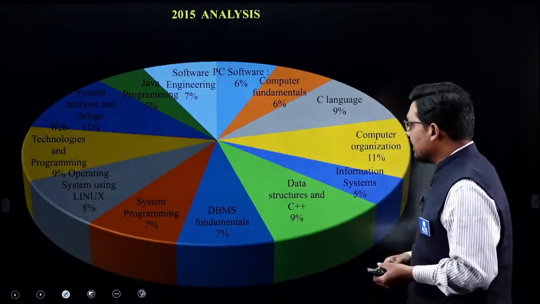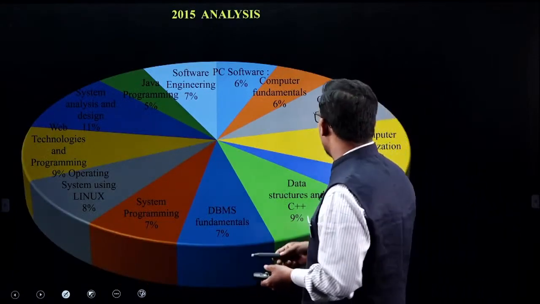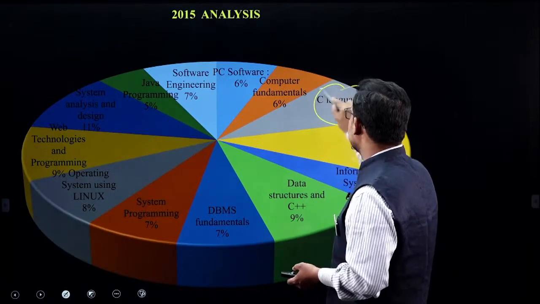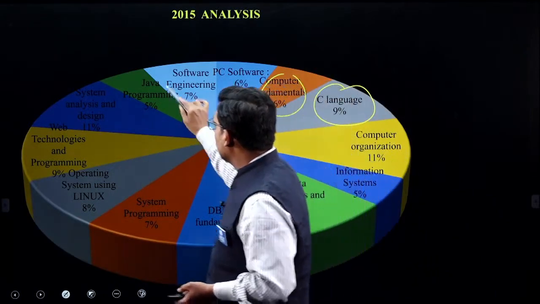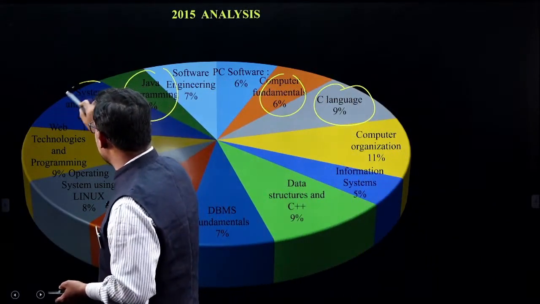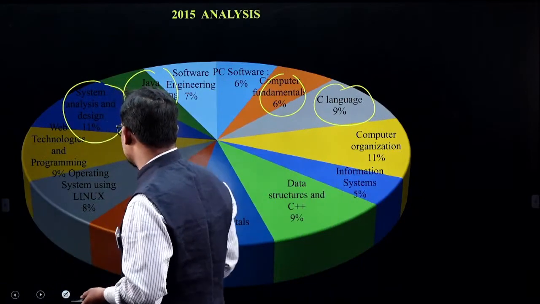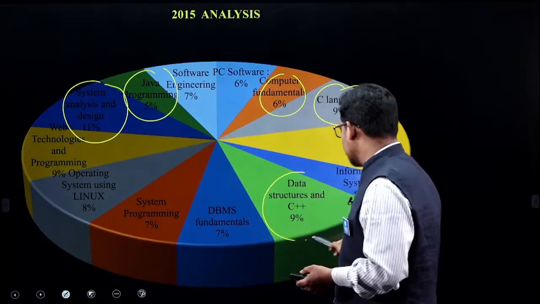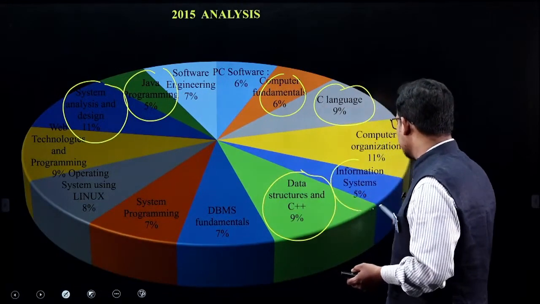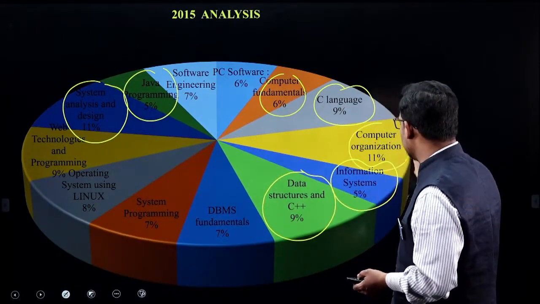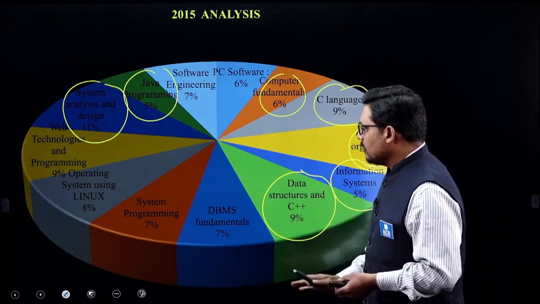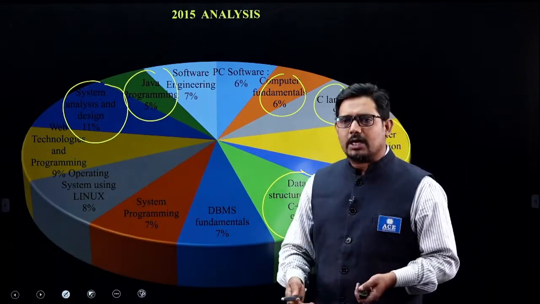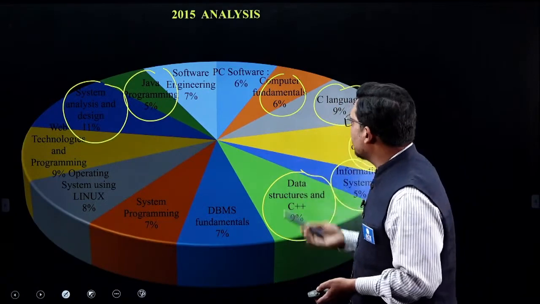And it says that, more or less, there is the same percentage: 6, 9, Java programming 5, system analysis and design 11%, previously also it was 11%, and DBMS, data structure in C++, information system is 5%, organization in this case is 11%. So what conclusion can we draw from this particular analysis?